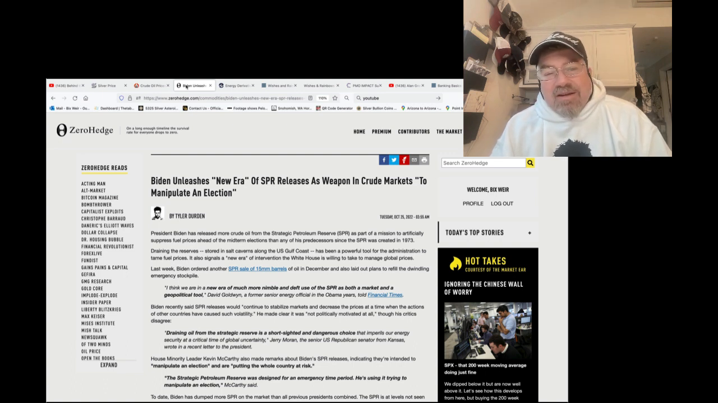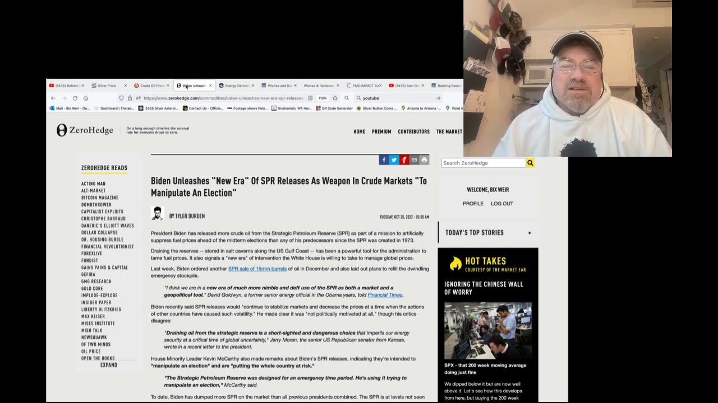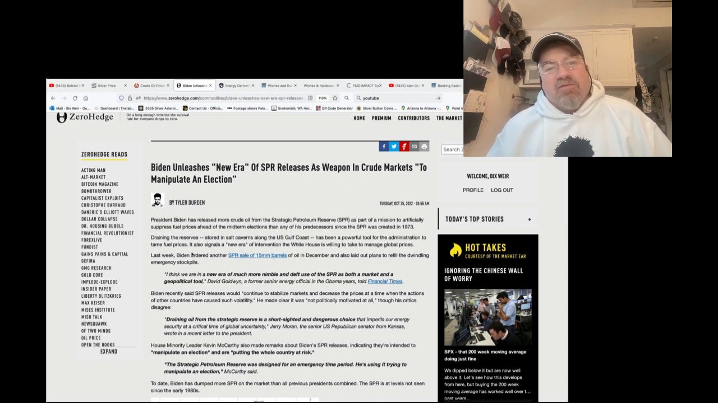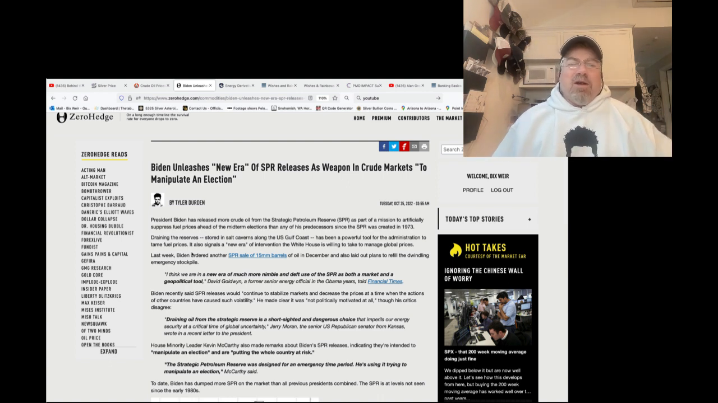But the reality is they don't need to release any oil from the SPR to rig the price of oil down. Why? Look, last week Biden ordered another SPR sale of 15 million barrels of oil in December. And the price of oil dropped. 15 million barrels. Now, keep that number in your mind. For a whole month, he's going to release 15 million barrels.